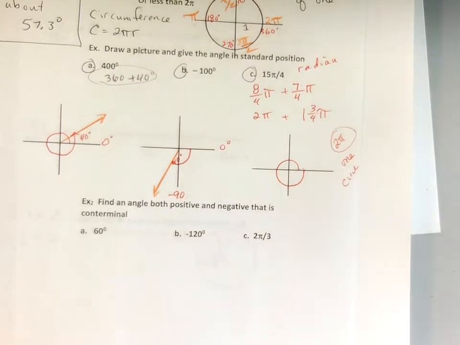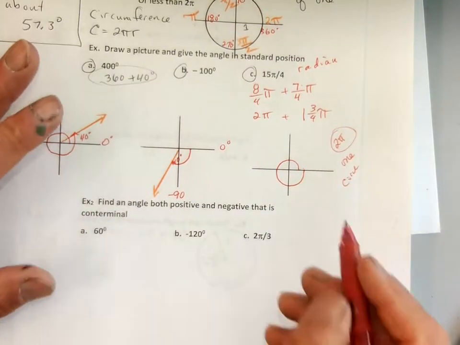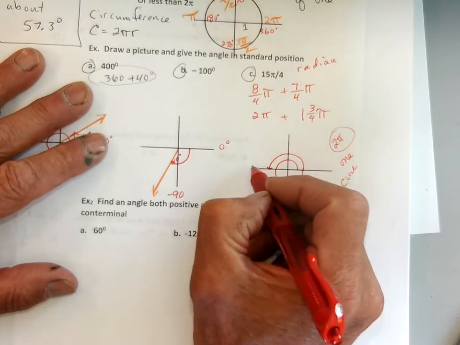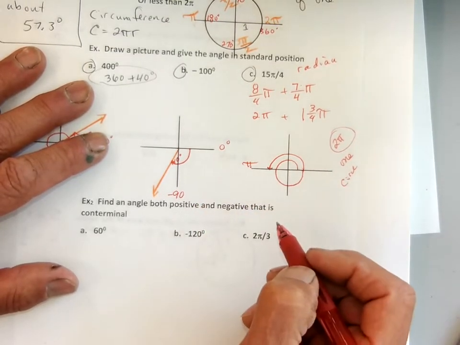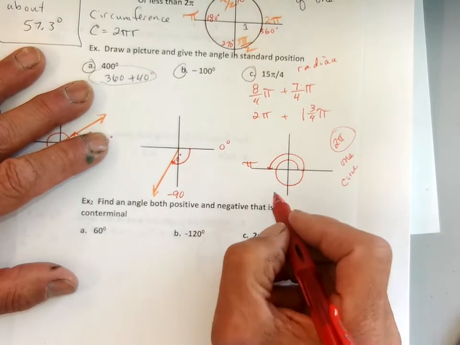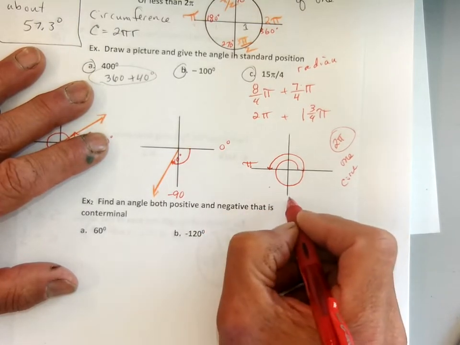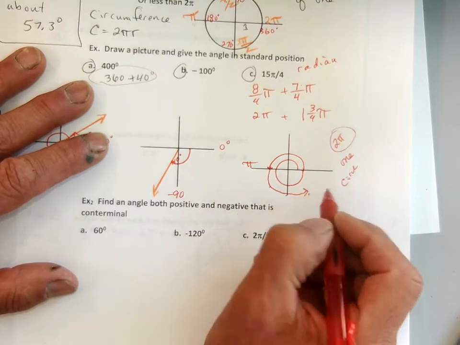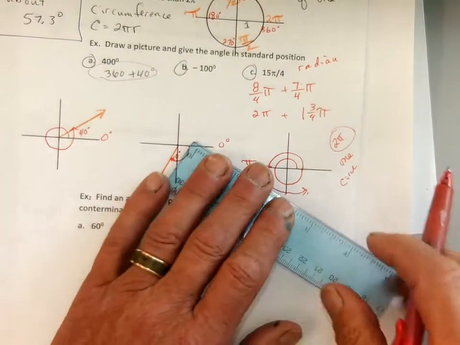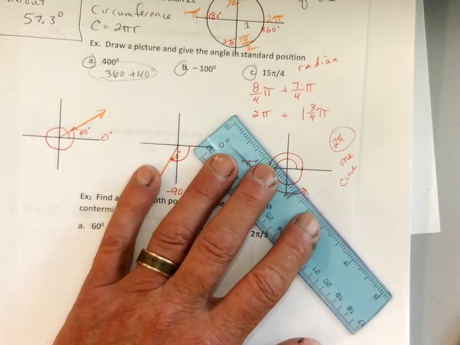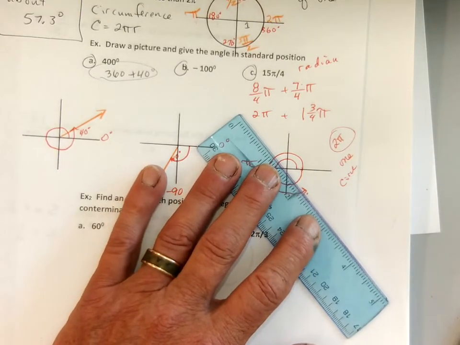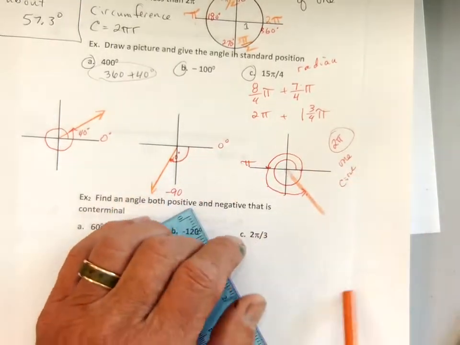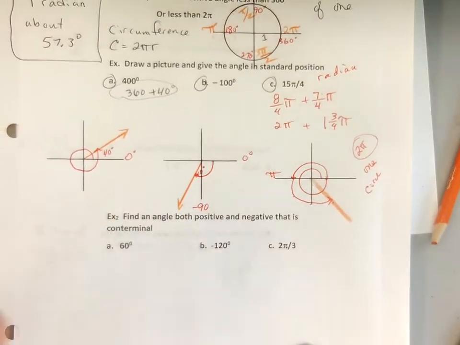Now, if I want to go 1 3/4, I'm going to go another 1 pi plus 3/4. So I'm going to have 1/4, 2/4, 3/4 goes to there. That's a little bit harder to see. Okay, I'm going to show it again so you guys can see it.